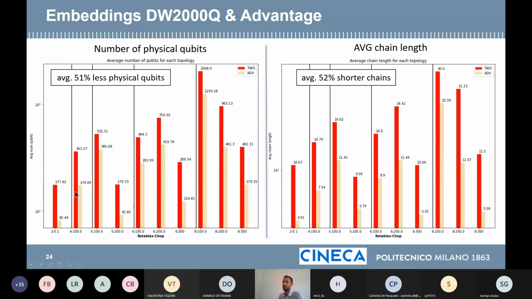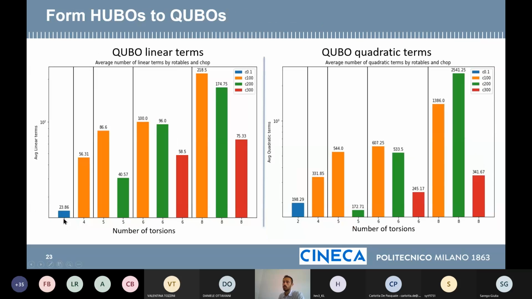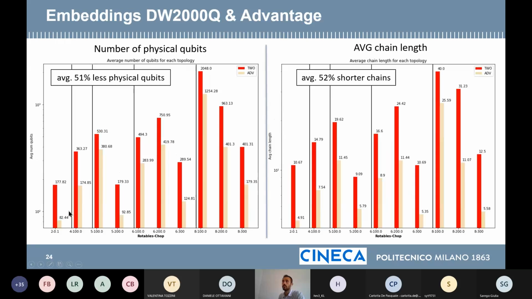For example, let's look at this. We go from 23 logical variables in the QUBO to 177 in the 2000Q and 82 in the Advantage. So going to the new device, you always have a 51% improvement. You decrease the number of physical qubits that you need by 51%, both for the number of physical qubits and the length of the chains. Chains means chains of physical qubits that represent a single logical qubit.